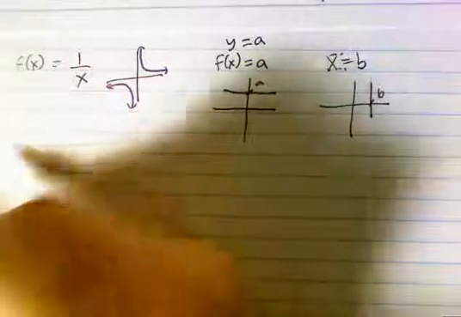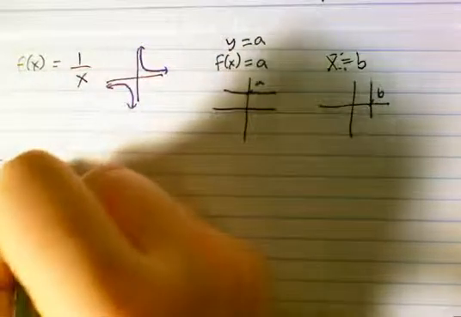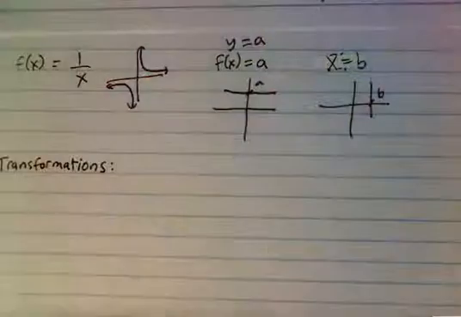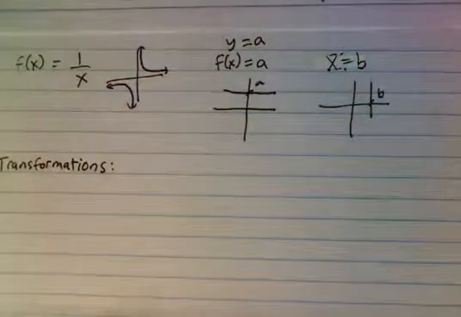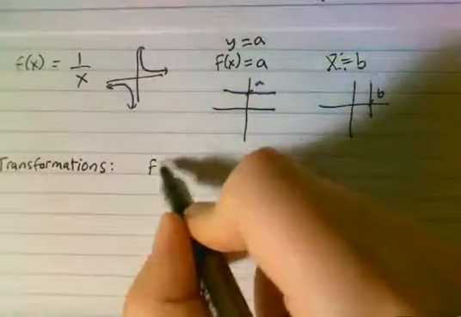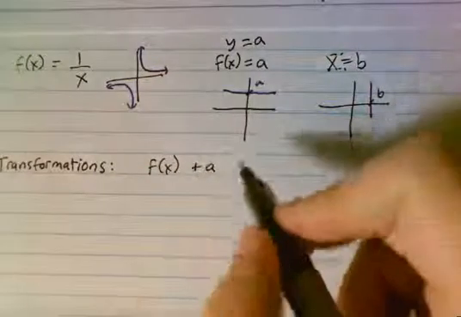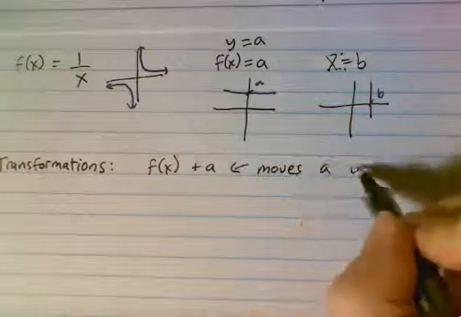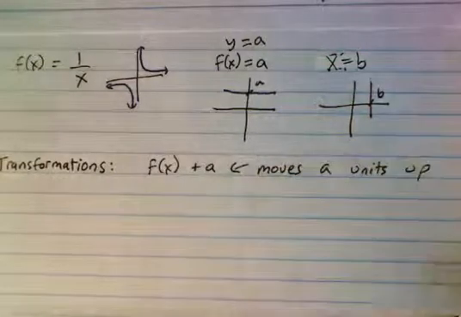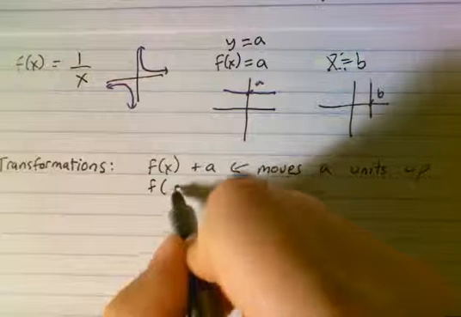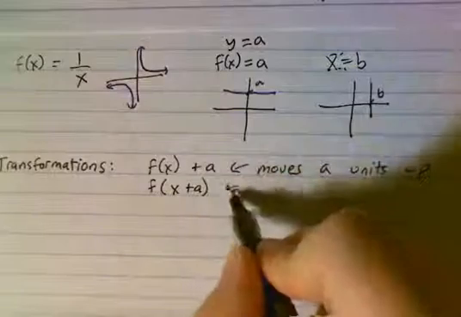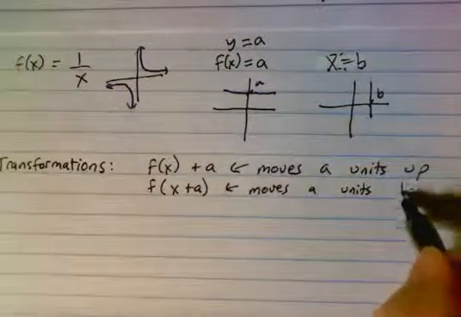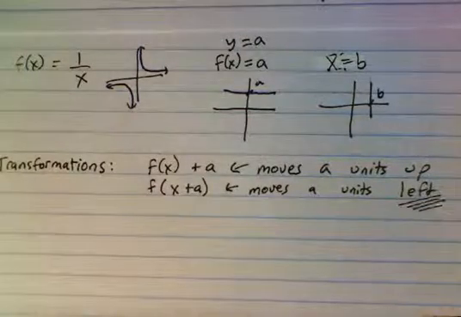You should also be comfortable with your transformations. And if you're not comfortable with any of this, that means that you should sit down and memorize it. Pretty much just memorization. But if you have a function f of x and you add a to it, that moves it a units up. If you have the a inside, that moves a units left.